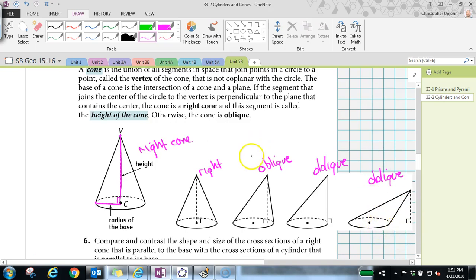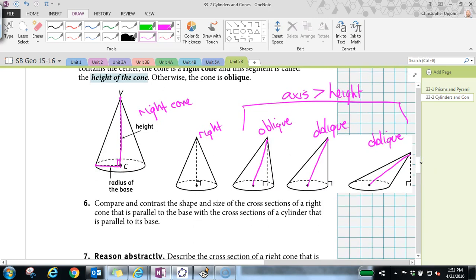Also with these, our axis is bigger than our height, larger. This distance is more than the height. This distance is more than the height.